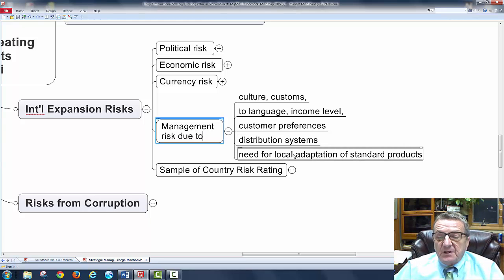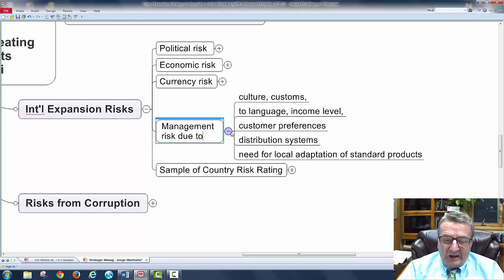Need for local adaptation of standard product. I always want not to make too much adaptation to my product, but my base product, like in the U.S., here's a base product. If I don't have to modify it too much, I'm happy. Then I could add on all the additives. You want this, that's all added.